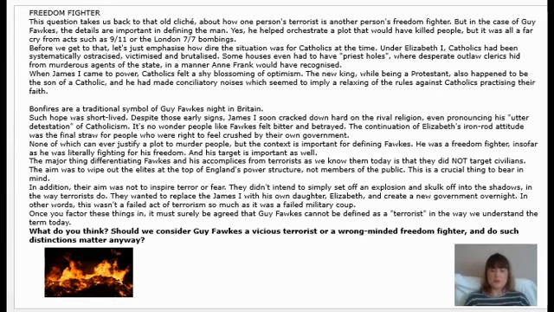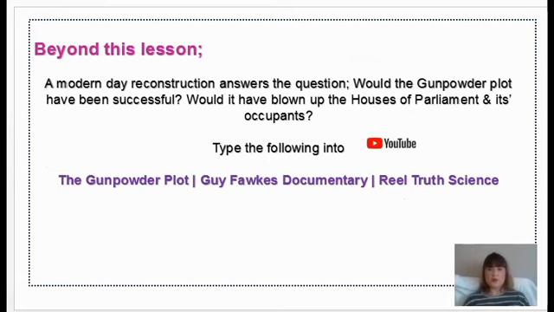Okay. Now, finally, I just want to show you one last slide. Beyond this lesson, hopefully you've enjoyed all, if not at least some, of today's lesson. If you're particularly interested in this topic, and this was something that was mentioned or alluded to in the article, there is a modern day reconstruction of the gunpowder plot and what would have happened essentially. So would it have been successful? Would it have blown up the Houses of Parliament and its occupants? If you type the following into YouTube, the gunpowder plot, Guy Fawkes documentary, Real Truth Science, a documentary will come up, which is sort of inspired by or covered by Richard Hammond. And it is really quite interesting.